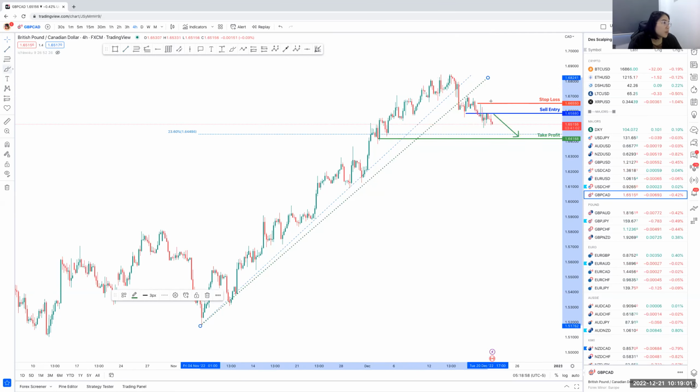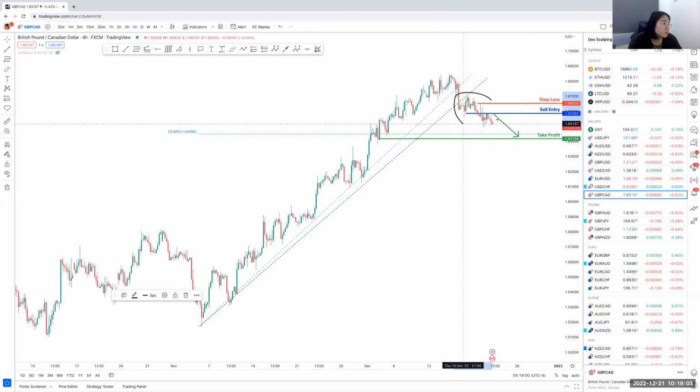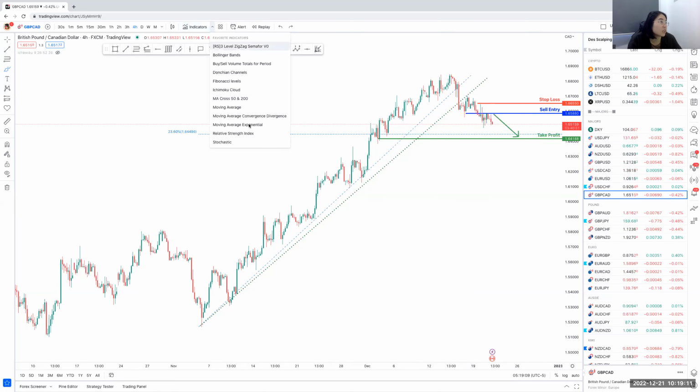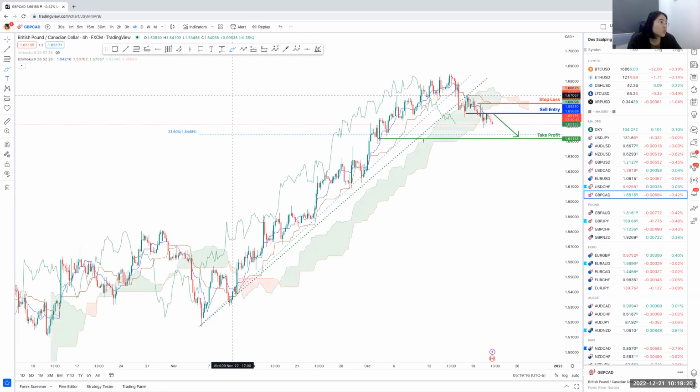I realized there was a break of that trend line. Whenever there's a break of something, I need to confirm it. So I pull out an indicator used for trend identification, Ichimoku, which helps with trend. True enough, price breaks the Ichimoku cloud as well. So this is double confirmation for me that the trend is reverting and I should be entering for a sell.